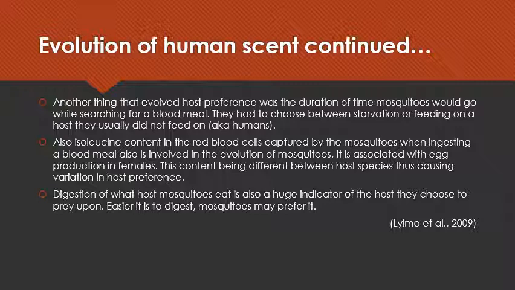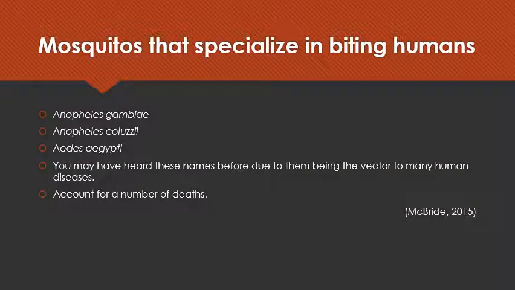Digestion may have also played a part in their evolution due to the fact that some food or blood is easier to digest than others. There are certain mosquito species that do bite humans and favor humans over any other food source. These again being vectors of many diseases such as malaria, yellow fever, etc. They have infected many people, thus have killed many people, but not every mosquito feeds on humans.